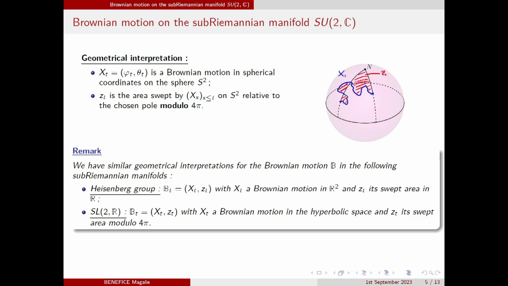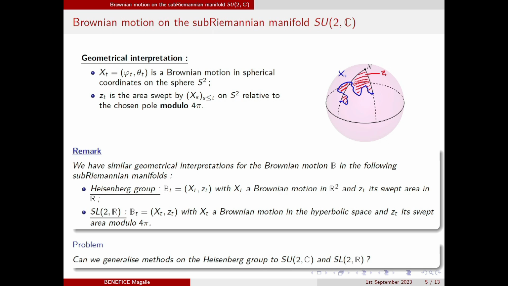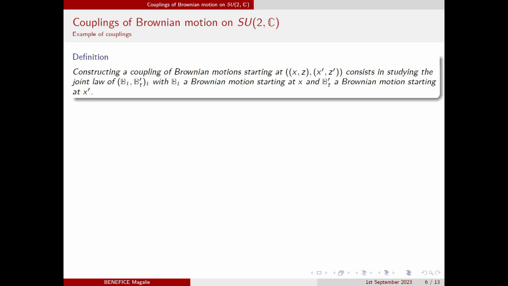So we will be able to have a lot of things. And as there are good results on the Heisenberg group, the idea is to generalize these methods to SU(2) and SL(2,R). Here I will really focus on SU(2) because we don't have time. So now we go to the probabilistic part, really. Here we will define what is a coupling of Brownian motions.